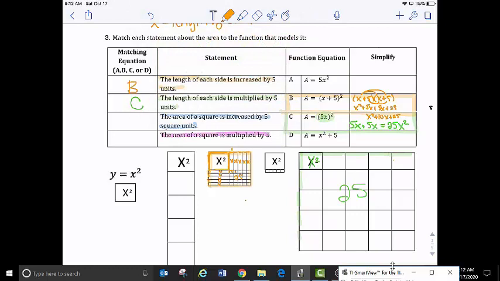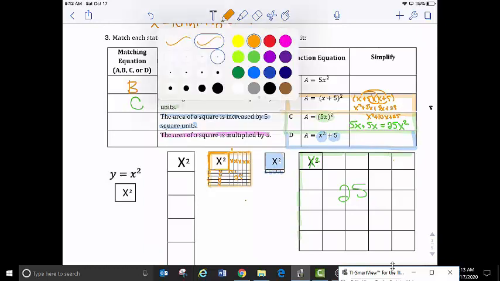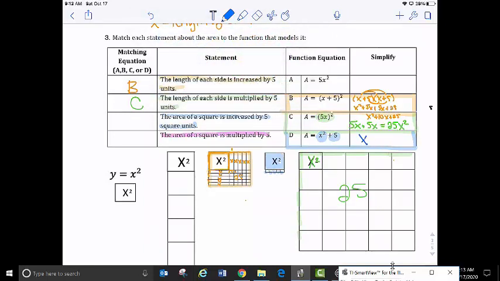Let's look at the last two. This is just to introduce you to the different types of representations. All right, so the next one, the area of a square is increased by 5 units. Well, here's the area of a square, and then we've just added 1, 2, 3, 4, 5. So that's this one, the area of a square, and we've added 5. And that one, there's no simplification needed. It's just the same. Okay, this is the one that went up 5.